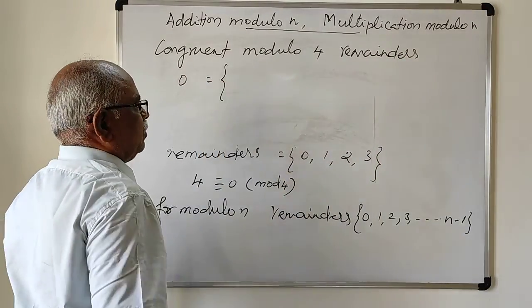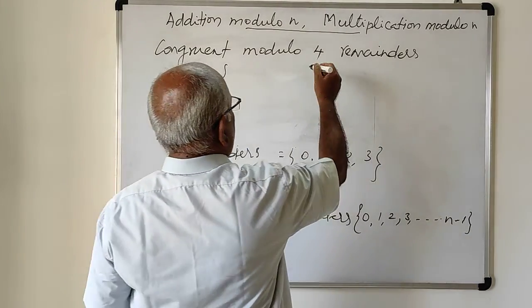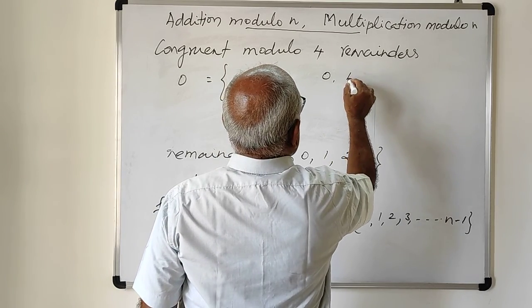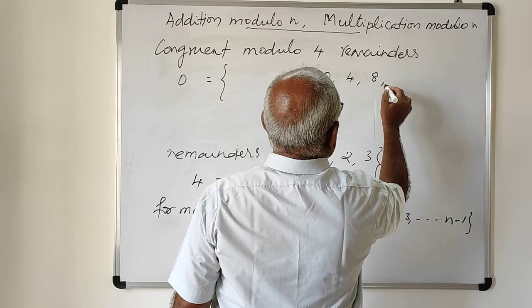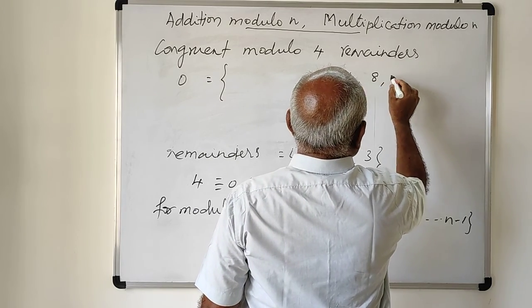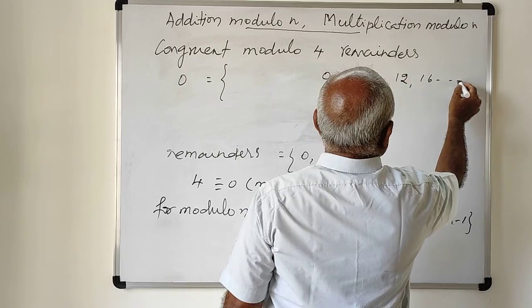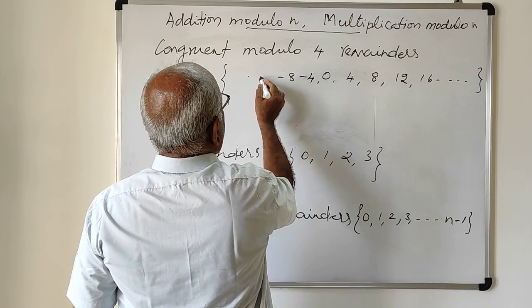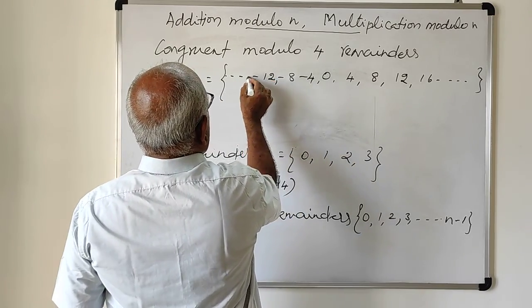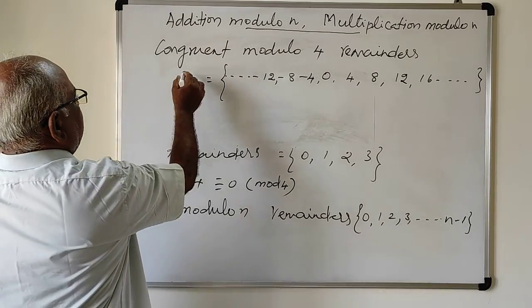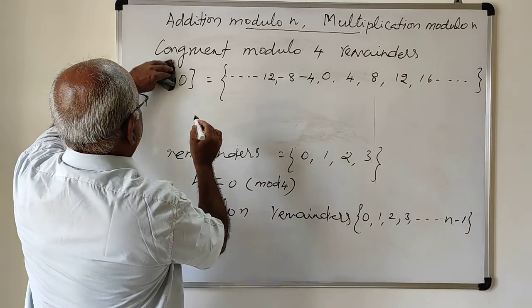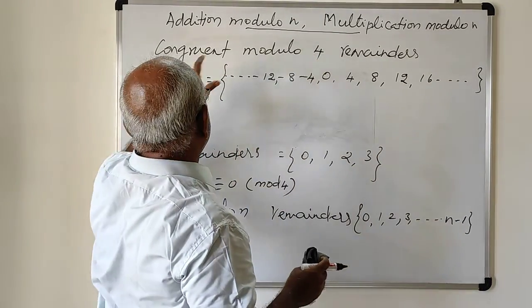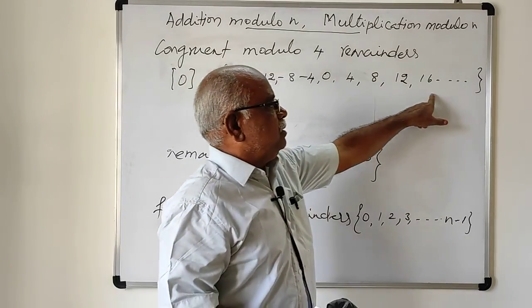The numbers leaving remainder 0 for modulo 4 are 0, 4, multiples of 4: 8, 12, 16 and so on up to infinity. Similarly here, minus 4, minus 8, minus 12 and so on, up to infinity. These are the numbers which, on being divided by 4, leave the remainder 0.